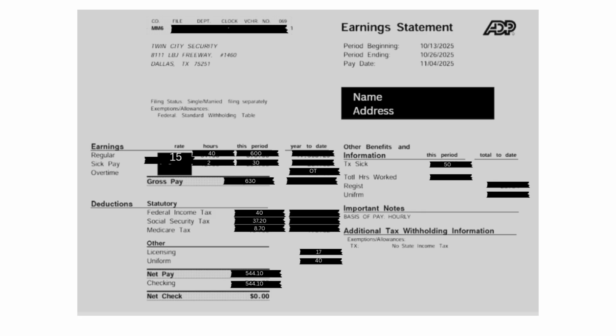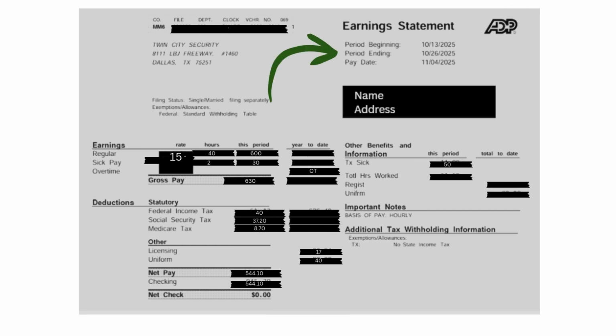Today we are going to be going over the pay stub that we pull from ADP. In the top right, you'll see that ADP sign, and right next to it, it'll say earning statements. Underneath that, you've got the pay period, the beginning and the end. You'll see that there is some time in between that end date and the actual pay date.